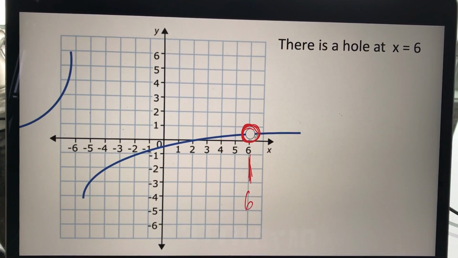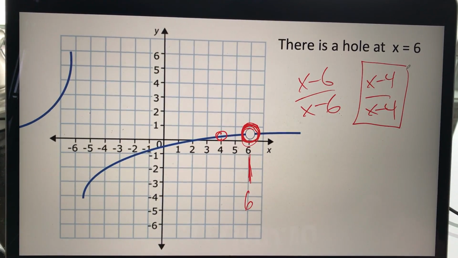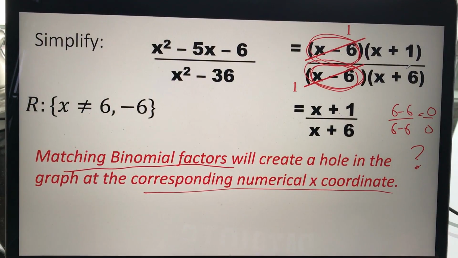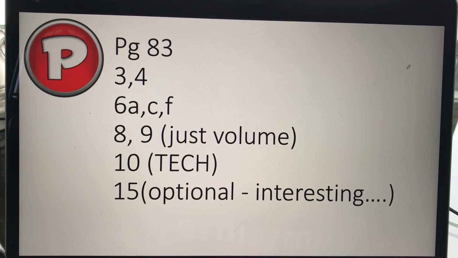That's what's happening. Because I had this x minus 6 over x minus 6, that's why this hole was created. If I had an x minus 4 over x minus 4, then over here at 4, I would have had a hole in the graph. It just comes from when these things match, the top and the bottom. That's all. So we're just going to keep track of that and be aware of it as we go. And that's it.